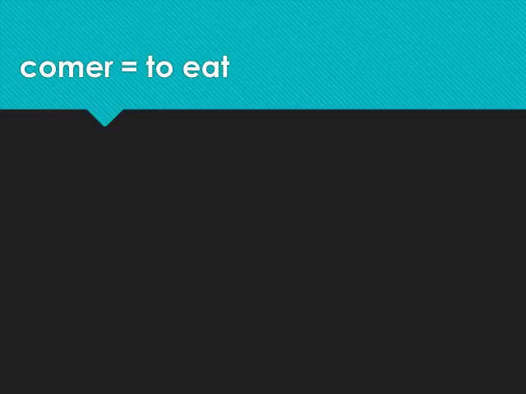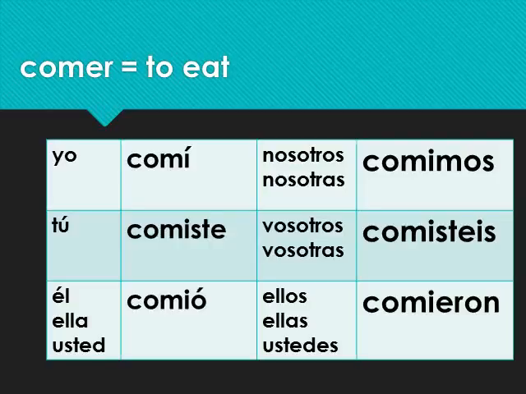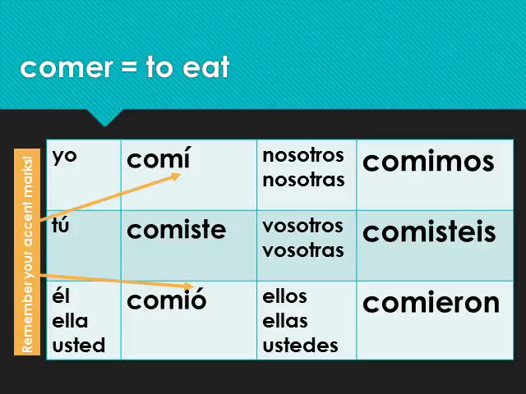All right, so let's take a look at some examples here. So I have comer, which means to eat. This is how comer looks whenever it's conjugated in the preterite. So it's yo comí, tú comiste, él comió, nosotros comimos, vosotros comisteis, and ellos comieron. Okay? And again, don't forget your accent marks. They're extremely important.